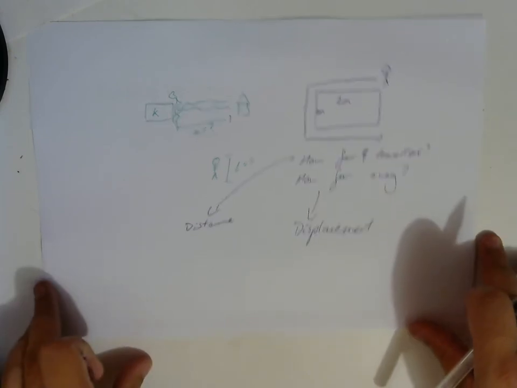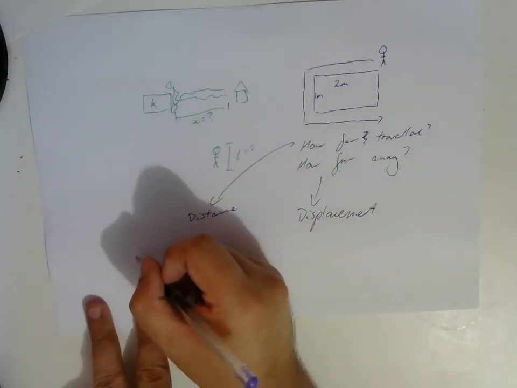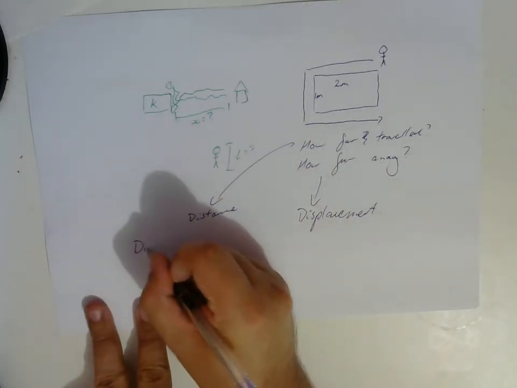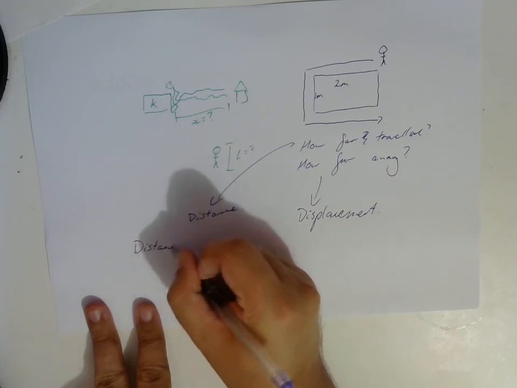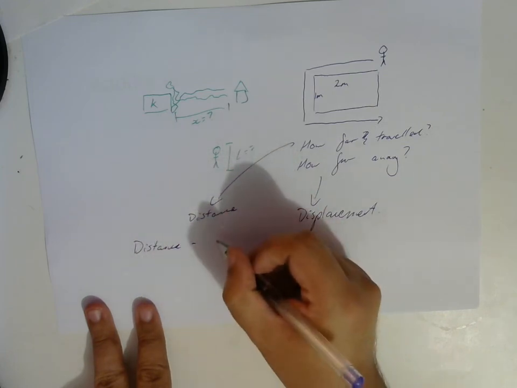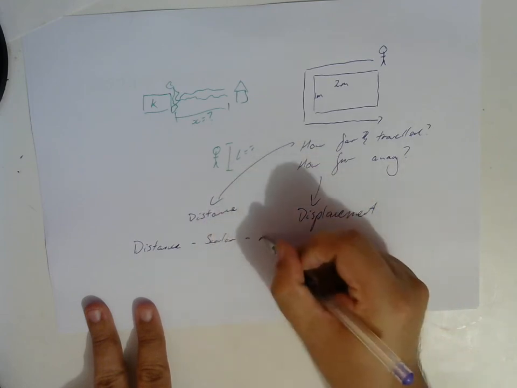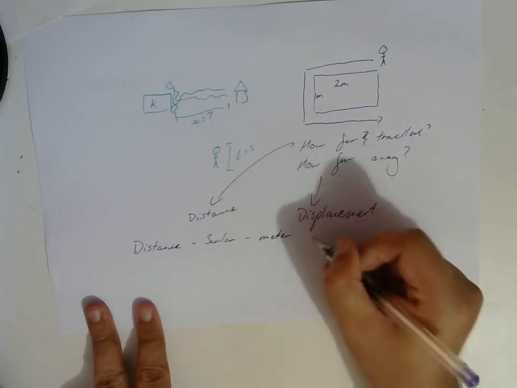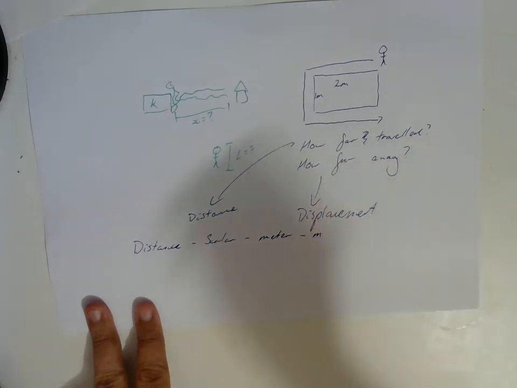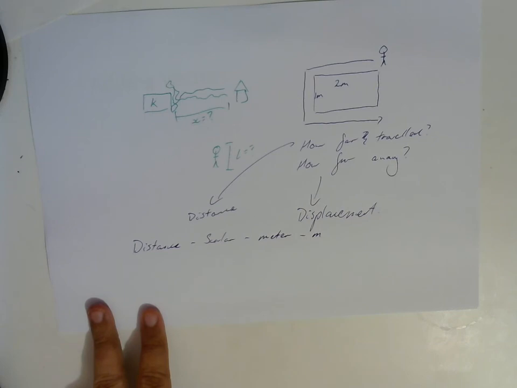Alright. Now, we have here a couple of definitions, and sorry, I thought I would have printed them, but I didn't. So the first is distance. Now, distance, things we need to know about, it is a scalar. It is measured in the metre, which is given the symbol m for metre.